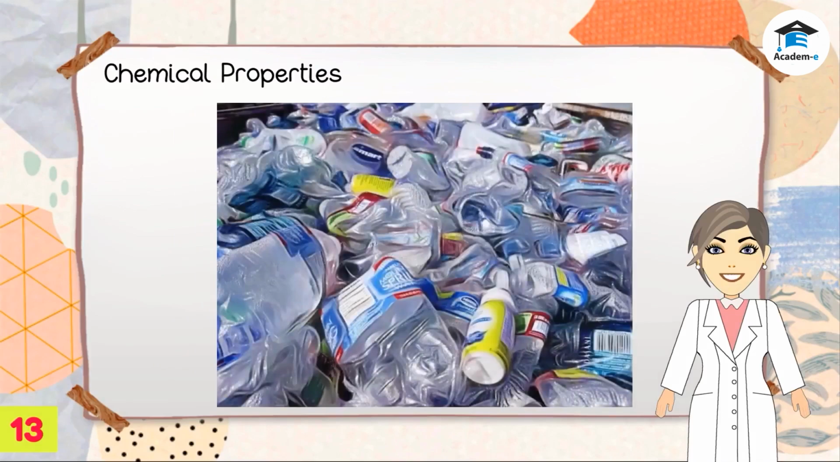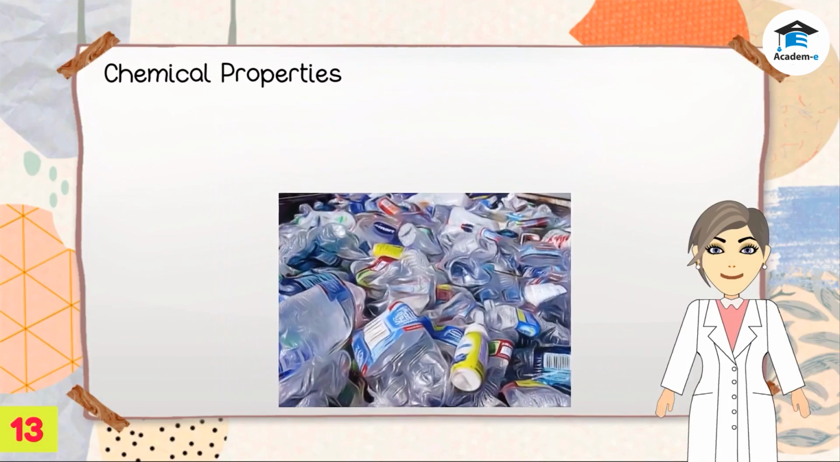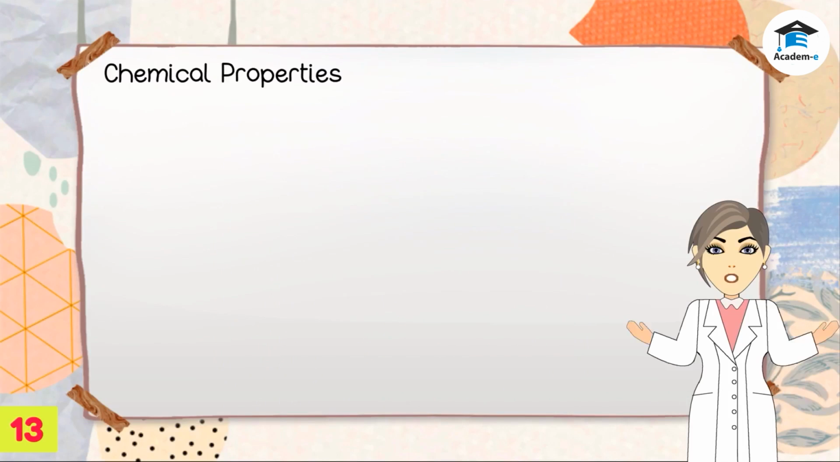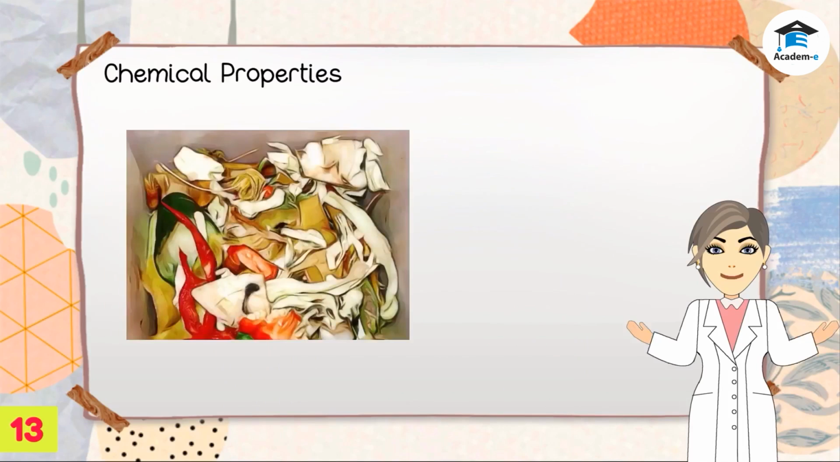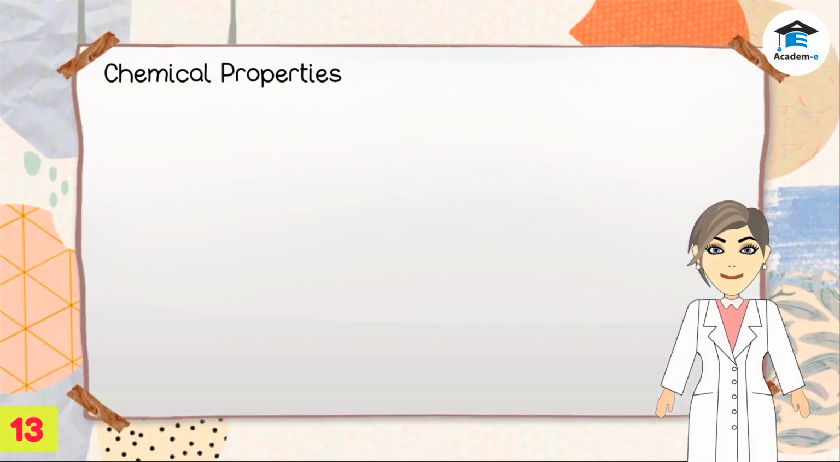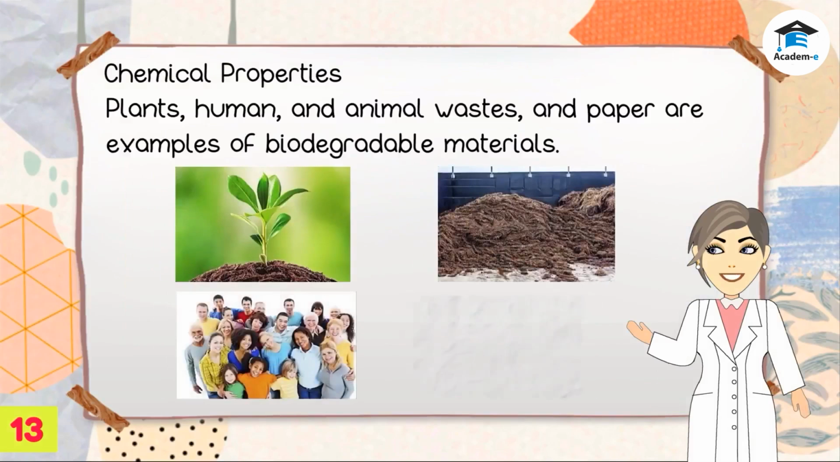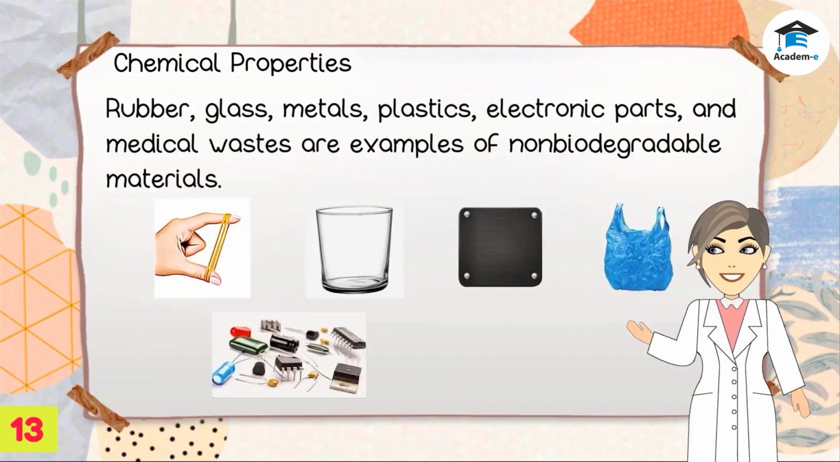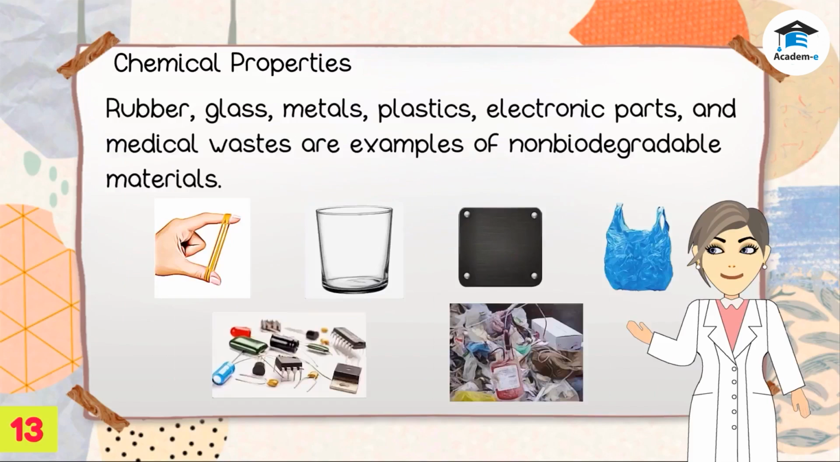Not all waste, however, can be broken down by decomposers. Some wastes, such as plastics, metals, and glasses, do not decay. These materials are called nonbiodegradable materials. When they are not properly disposed of, they can pollute the environment and harm living things. Look around you. Can you identify biodegradable and non-biodegradable materials? Plants, humans, and animal wastes and paper are examples of biodegradable materials. Rubber, glass, metals, plastics, electronic parts, and medical wastes are examples of non-biodegradable materials.